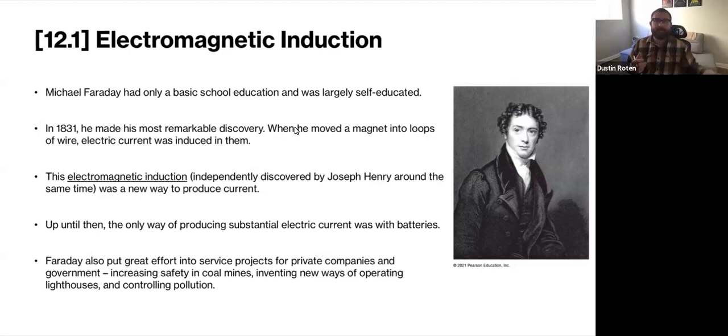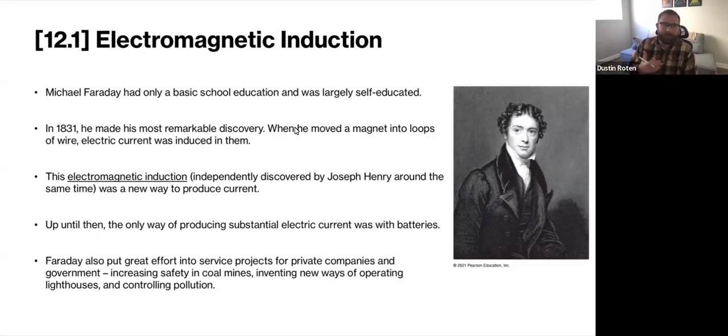He actually only had a basic school education and was largely self-educated. He started work as a child pretty much as a bookbinder, but was a very curious person and eventually started working for a quite famous scientist when he was younger.